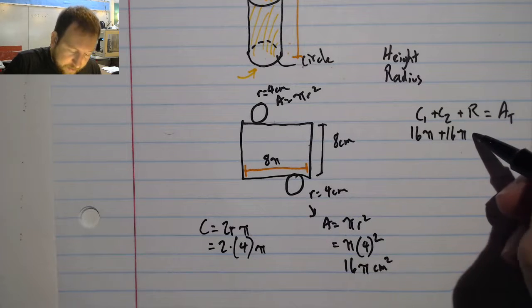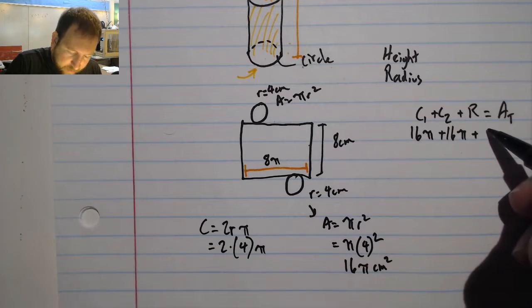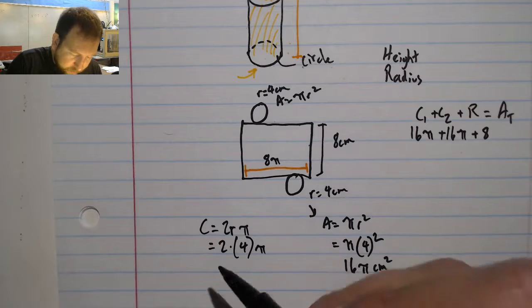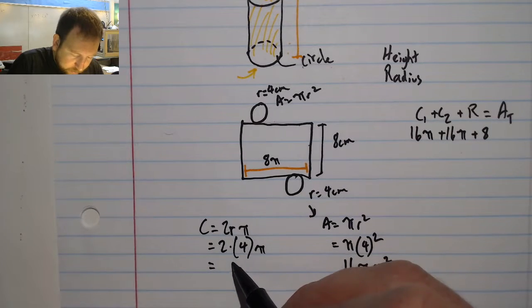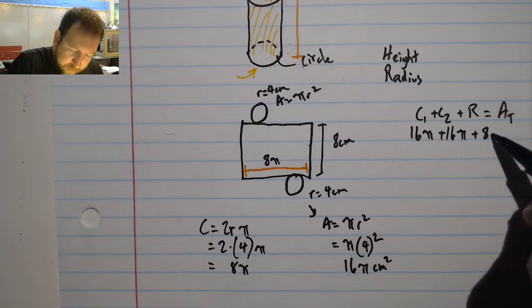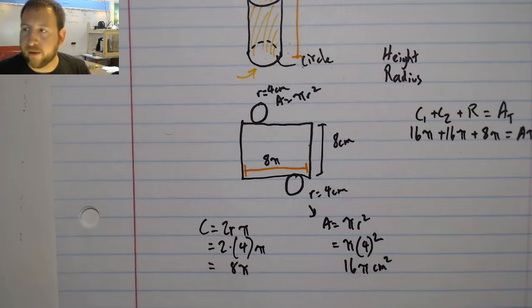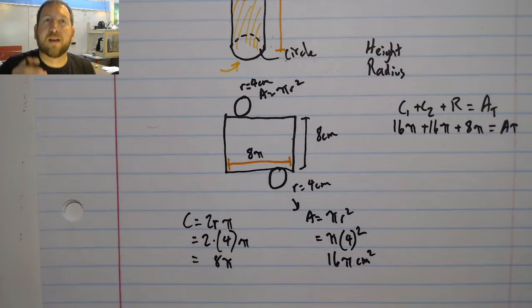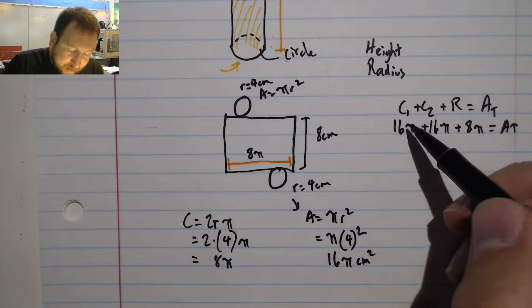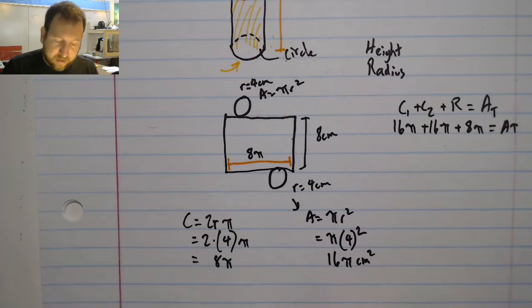Now, I'm going to add that back into my whole grouping. I have 8, oh sorry, I didn't actually solve it, it is 8 pi. I'm going to put my 8 pi back in here for my total area of my triangle, or my total area, sorry. So now I have 16 pi plus 16 pi plus 8 pi.